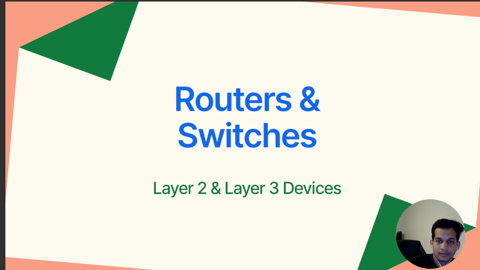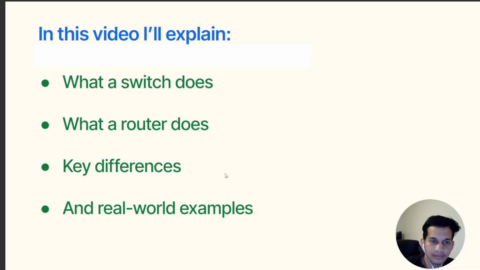In the previous video we covered ARP, which is layer 2, and IP addresses, which is layer 3. Now we will learn where ARP or MAC addresses and IP addresses work, that is, routers and switches, which are layer 2 and layer 3 devices. In this video we are going to study what a switch is, what a router does, and what the differences are, along with real world examples.